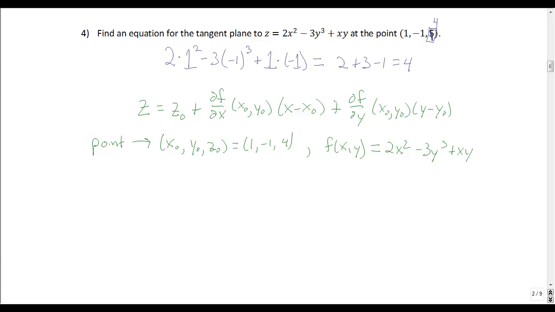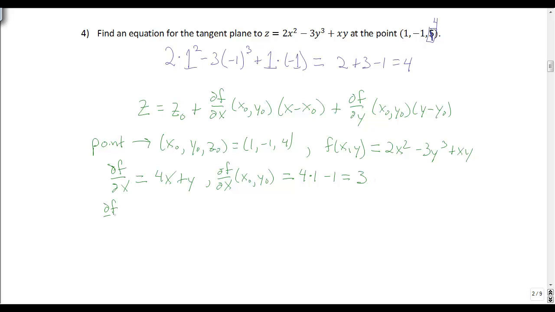So what you would get here, let's see, partial f with respect to x, that's going to be 4x, nothing from there, plus y. And so the partial of f with respect to x evaluated at (x naught, y naught), I'm going to plug in 1 for x in this function and negative 1 for y. So that's 4 times 1 minus 1. That's 4 minus 1, that's 3.